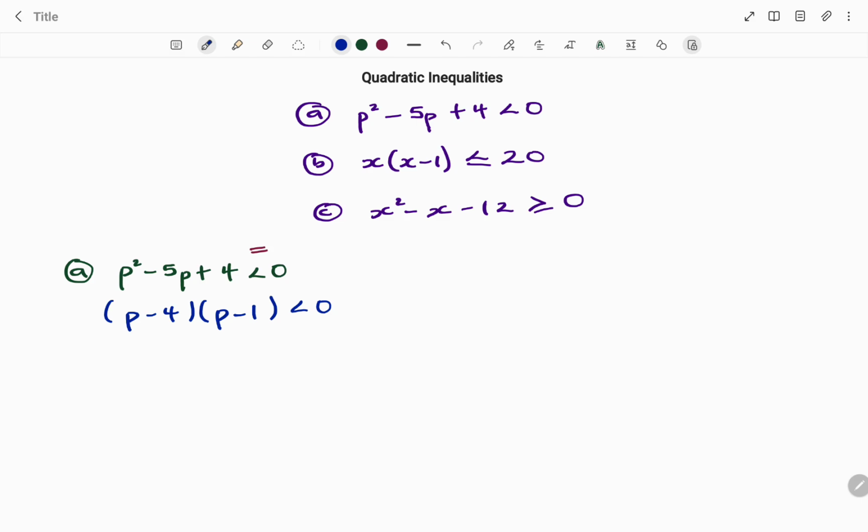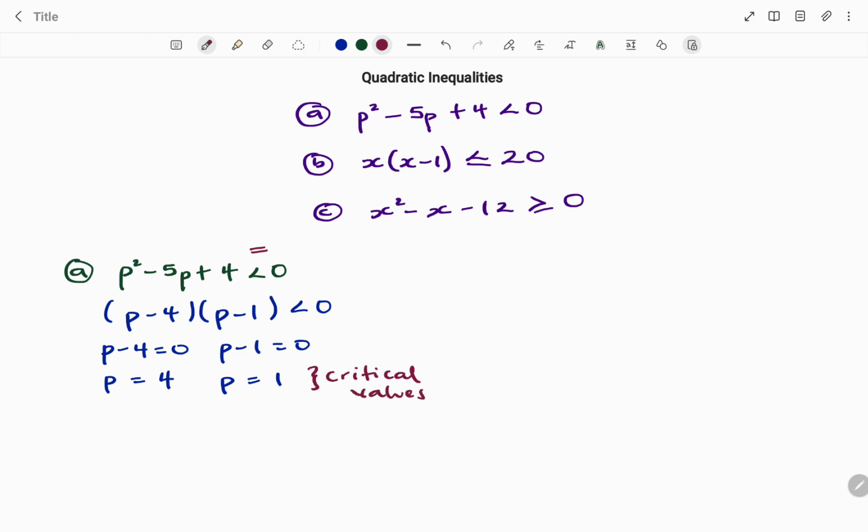The next step is to find our critical values. The critical values will help us with our case analysis. So we have p minus 4 equals 0. Ignore the inequality sign for now. Then taking the minus 4 to the other side, we have p equals positive 4. Likewise, we have p minus 1 equals 0. Then taking the negative 1 to the right-hand side, we have p equals positive 1. 4 and 1 in this case are the critical values.